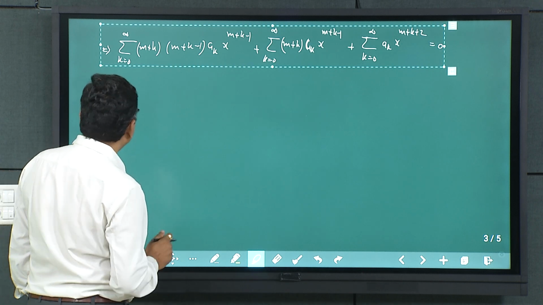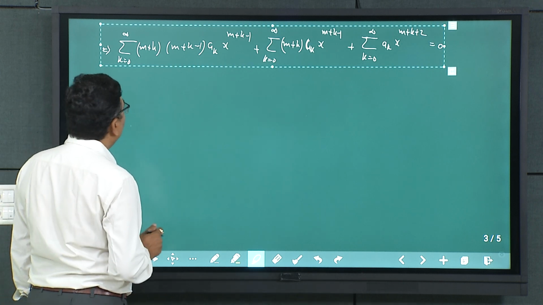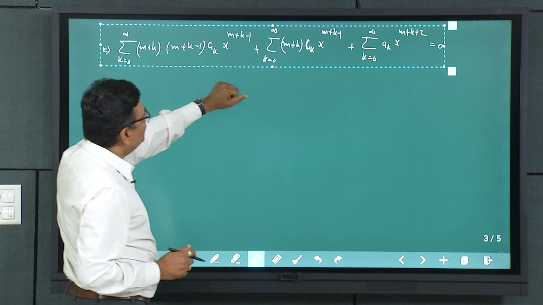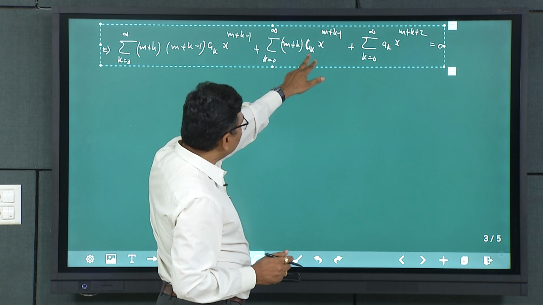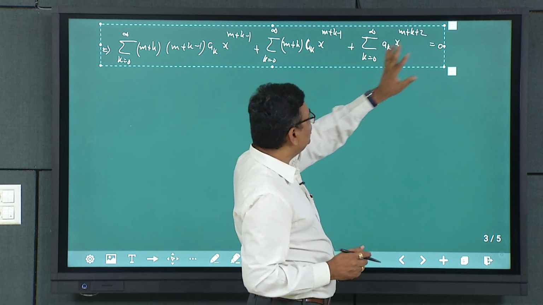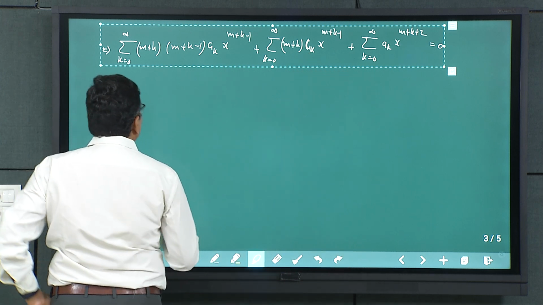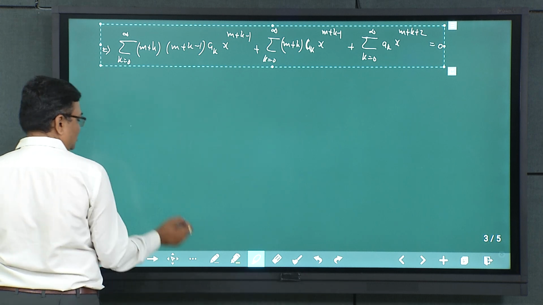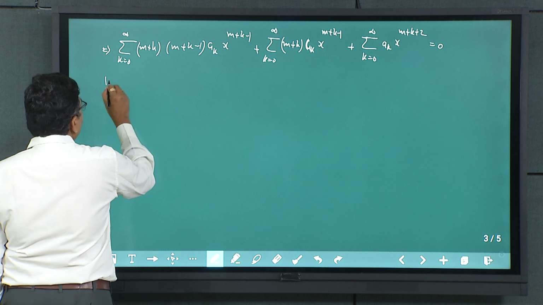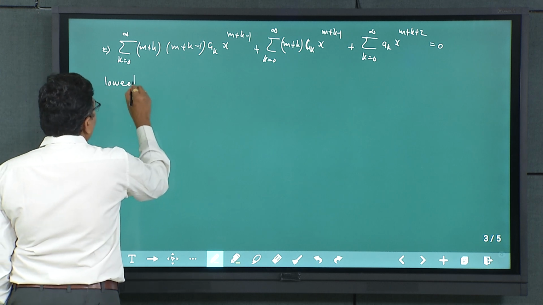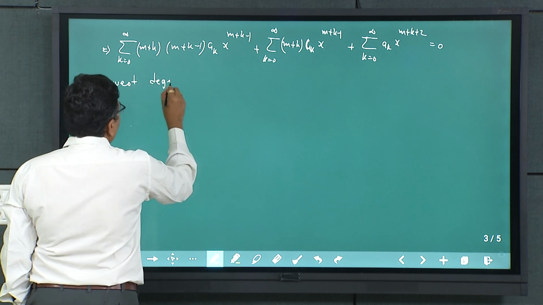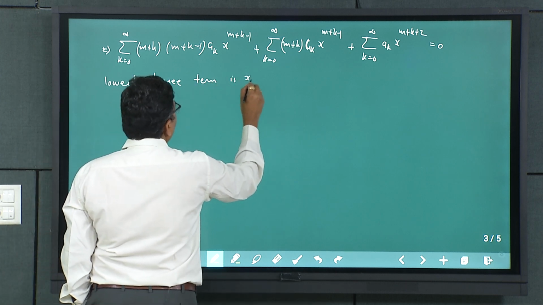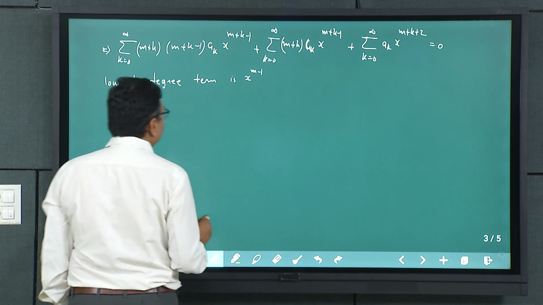ચલો હવે લોએસ્ટ ડિગ્રી ટર્મ શું થશે, રાઈટ? તો આની અંદર k ઇઝ ઇક્વલ ટુ 0 લઉં તો m માઇનસ 1 પાવર થશે. આમાં k ઇઝ ઇક્વલ ટુ 0 લઉં તો m માઇનસ 1 પાવર થશે. આમાં k ઇઝ ઇક્વલ ટુ 0 લઉં તો m પ્લસ 2 પાવર થશે, રાઈટ? સો લોએસ્ટ ડિગ્રી ટર્મ જે છે એ k ઇઝ ઇક્વલ ટુ 0 લેવાથી થશે. સો ધ લોએસ્ટ ડિગ્રી ટર્મ is x raised to the power m minus 1, right?